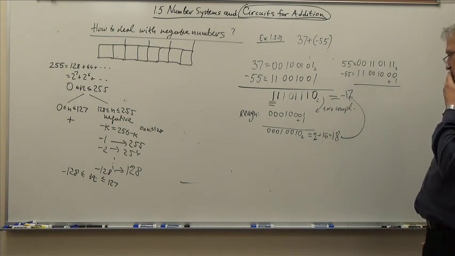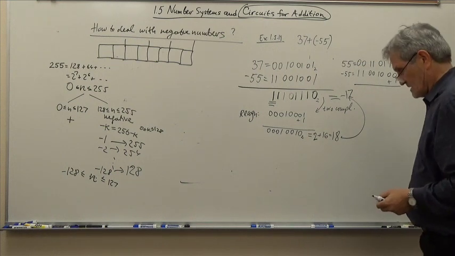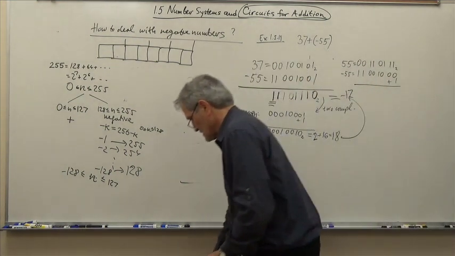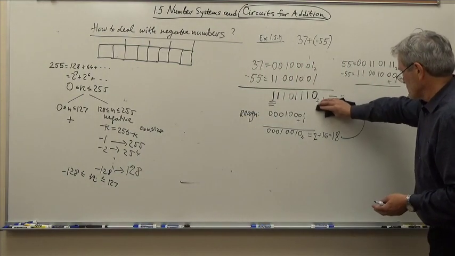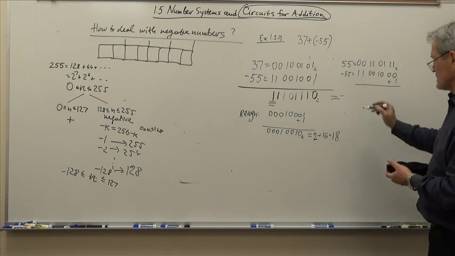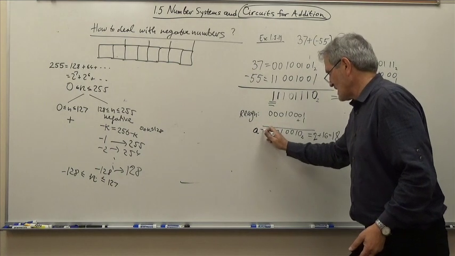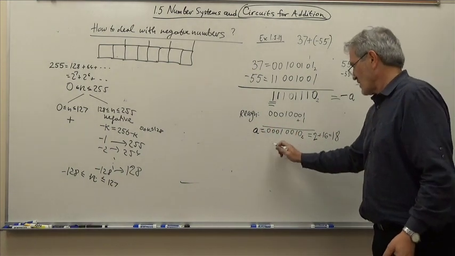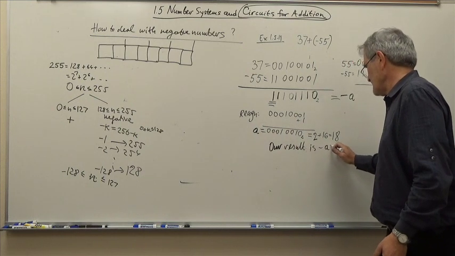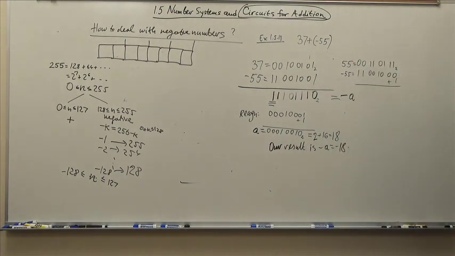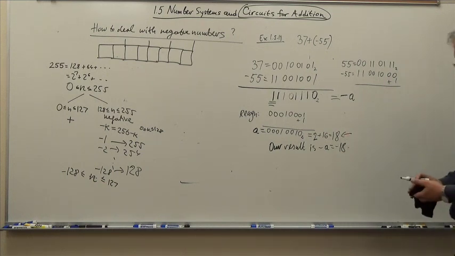What else did I want to comment? Some people do it with maybe a little nicer writing, and that writing says the following. They say, all right, this number, I know it's negative. It's a negative A. And then later on you say A is this. So our result is negative A equals negative 18. So don't say this is my sum. Of course not, it's negative, and that's it.